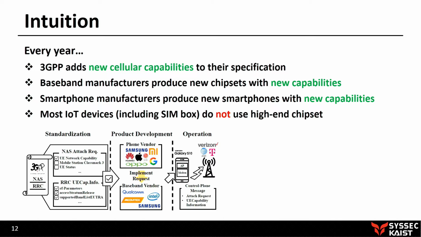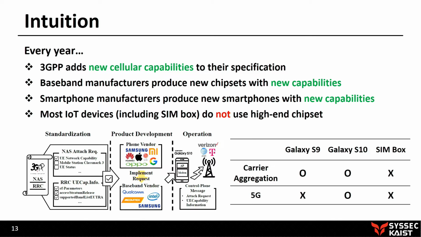It means that SIM boxes and smartphones may be fingerprintable using the cellular capabilities. For example, as shown in this table, you can see that Galaxy S9, S10, and a SIM box support different cellular capabilities. Based on this intuition, we attempt to fingerprint device models by using the cellular capabilities.